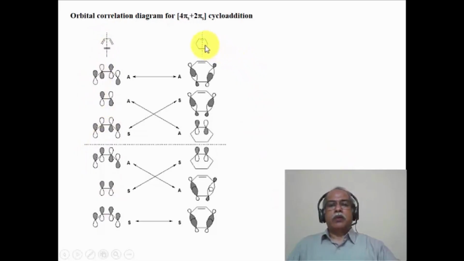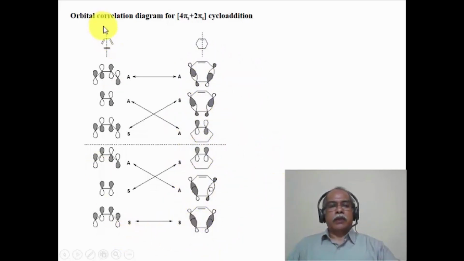Here remember there are two sigma bonds that are formed and one pi bond is also formed. So you will have a sigma 1, sigma 2, pi, pi star, sigma 1 star and sigma 2 star. So these are antibonding molecular orbitals which are not filled, and these are bonding molecular orbitals which are filled with electrons.